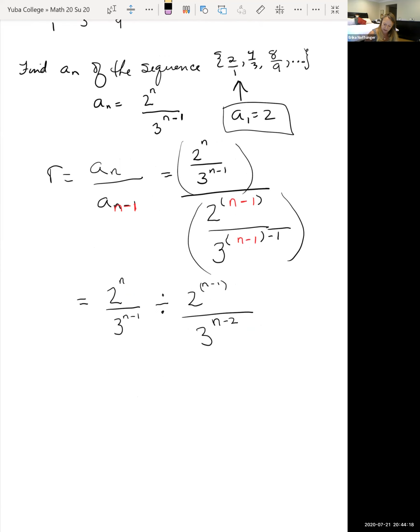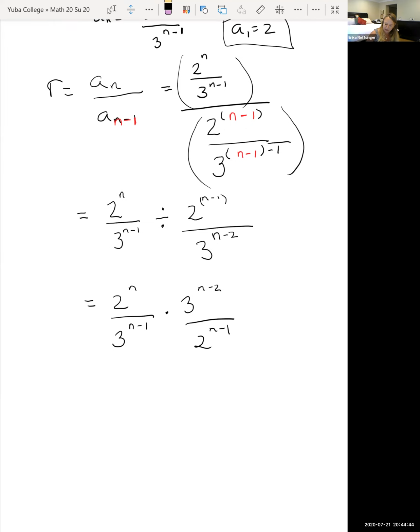Well, division of fractions, you take your first fraction and multiply it by the reciprocal of the second fraction. Order matters. We have 2 raised to the nth power all over 3 raised to the n minus 1 power times the reciprocal here, so 3 raised to the n minus 2 power all over 2 raised to the n minus 1 power. We can rewrite this as a single fraction. We can rewrite it so that we could actually use rules of exponents here. This is strictly multiplication, so we can do that.